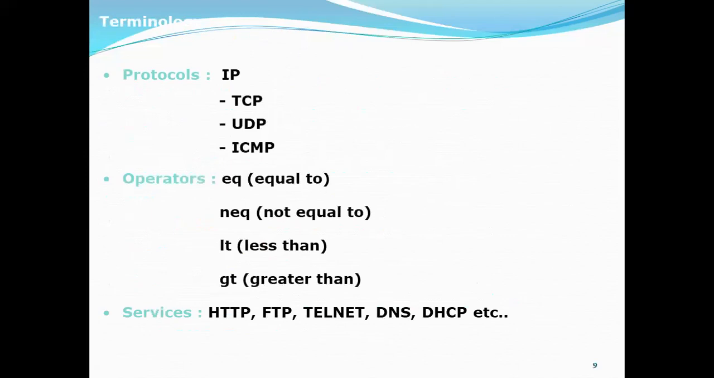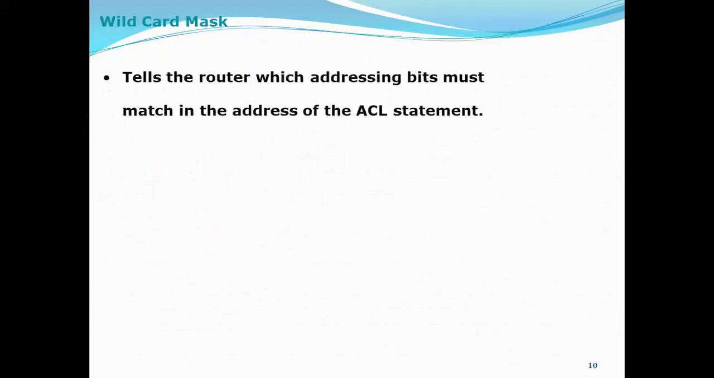Services are HTTP, FTP, Telnet, DHCP, all the services. Then in ACL, a wildcard mask is used to match the subnet. For example, we use it in OSPF, and in the same way in ACL we also use a wildcard. Now, do you know what a wildcard mask is?